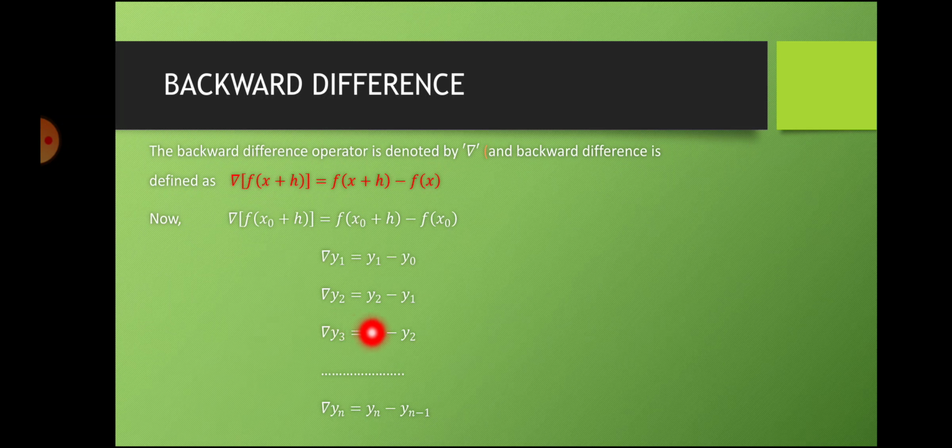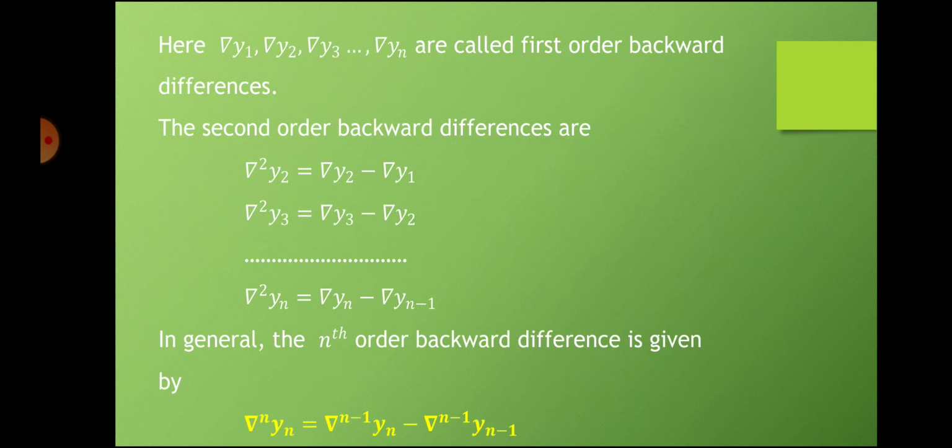Del y2 equals y2 minus y1. Del y3 equals y3 minus y2 and so on. Del yn equals yn minus yn minus 1. Here del y1, del y2, del y3 and so on up to del yn are called first order backward differences. The second order backward differences are del square y2 equals del y2 minus del y1. Del square y3 equals del y3 minus del y2 and so on. Del square yn equals del yn minus del yn minus 1.